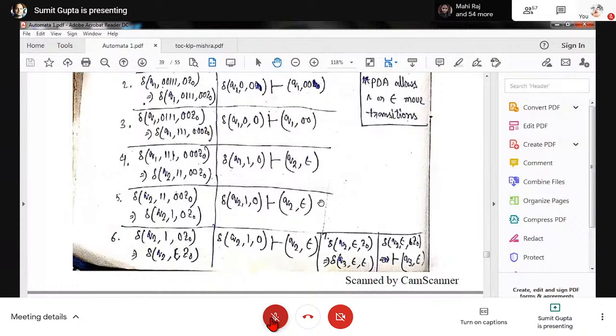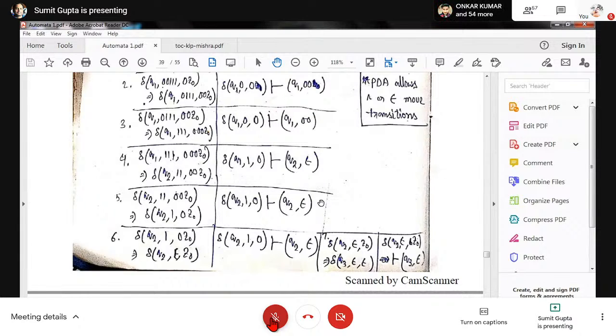Suppose we have to count equal number of zeros and ones. So we have 000, 111. At the time of 000, we are pushing 000 onto the stack. And the moment 1 is encountered, we are popping out 0. So in the end, if we have the final state, we can say that string has been accepted.